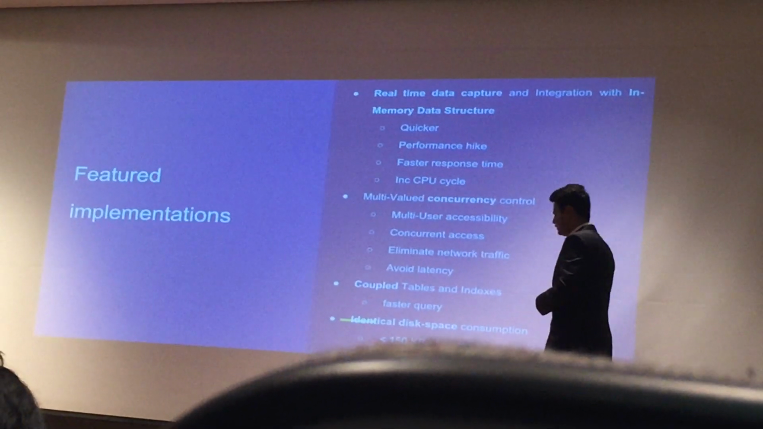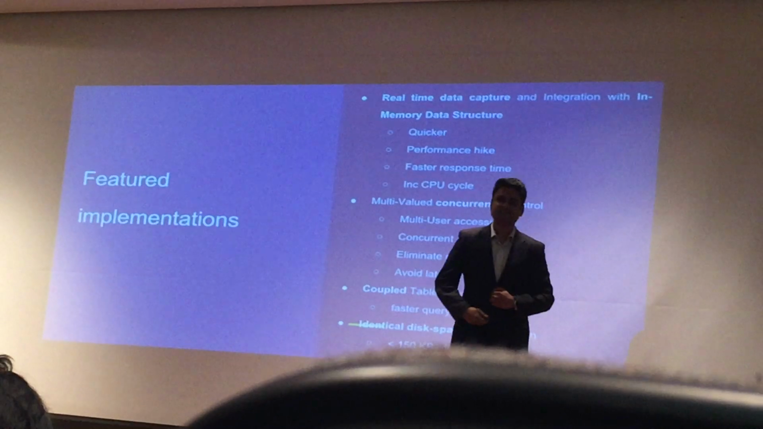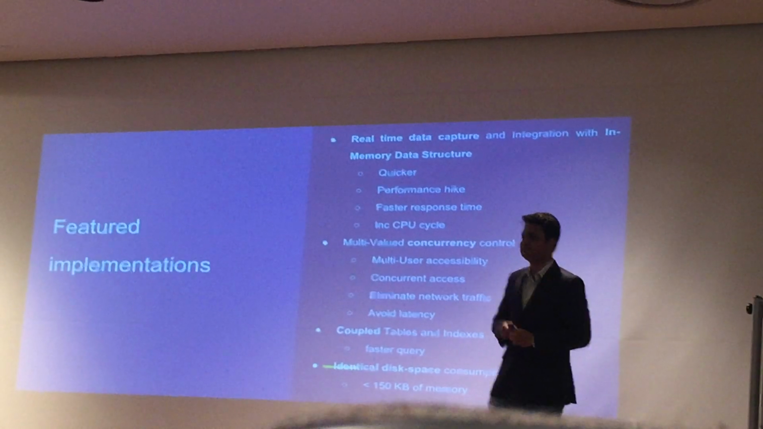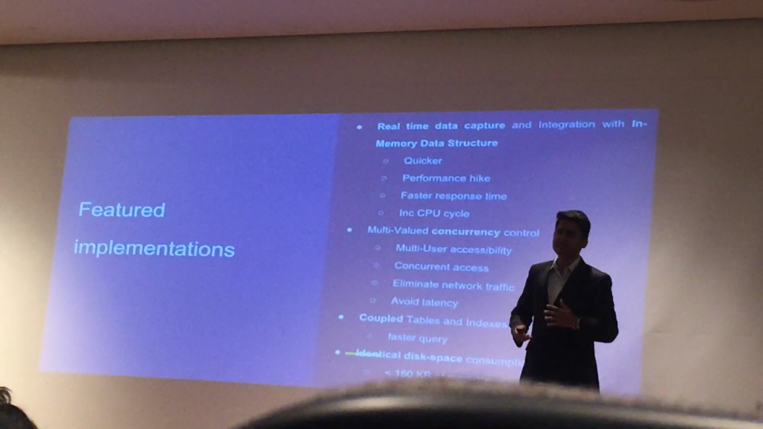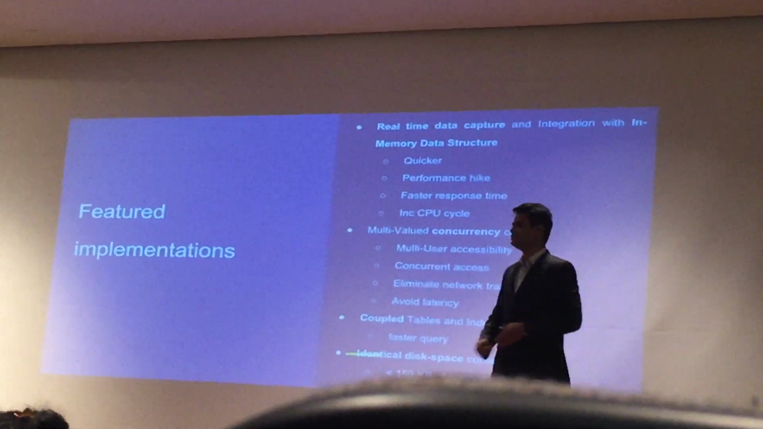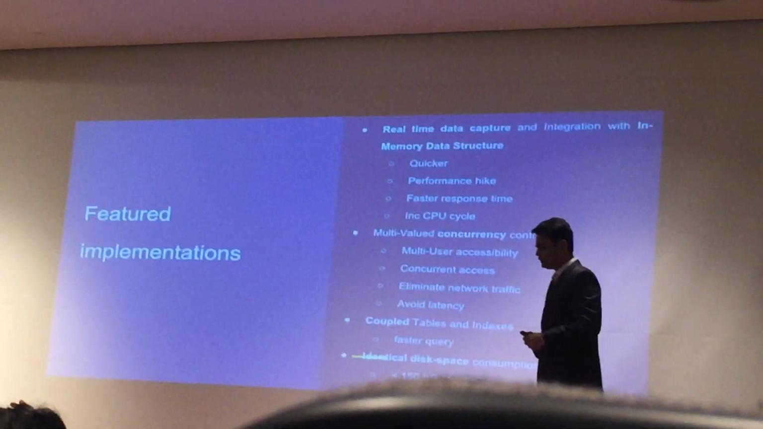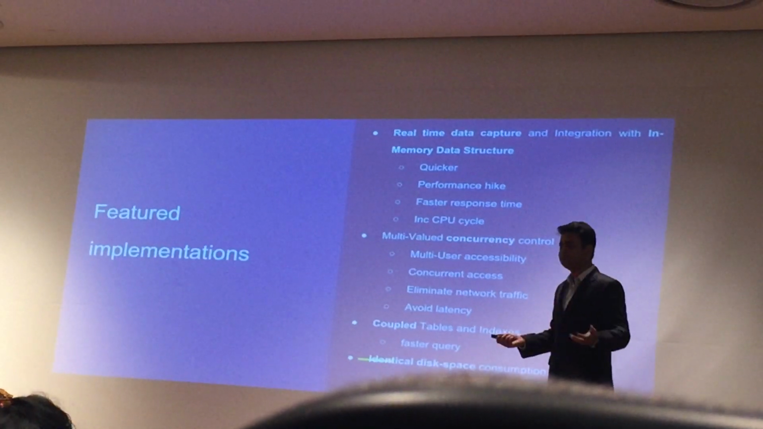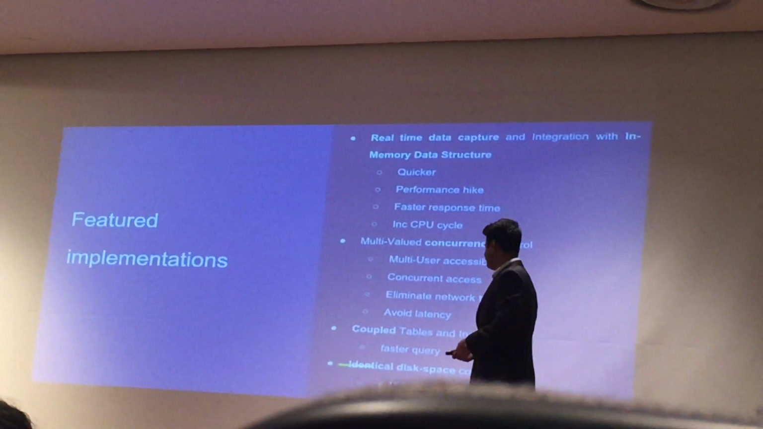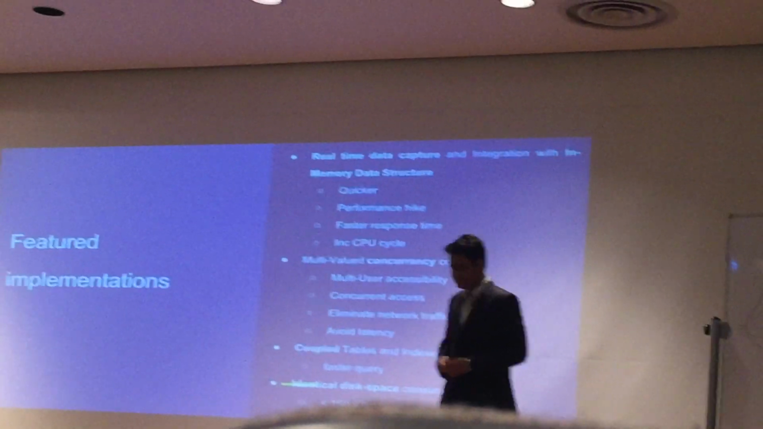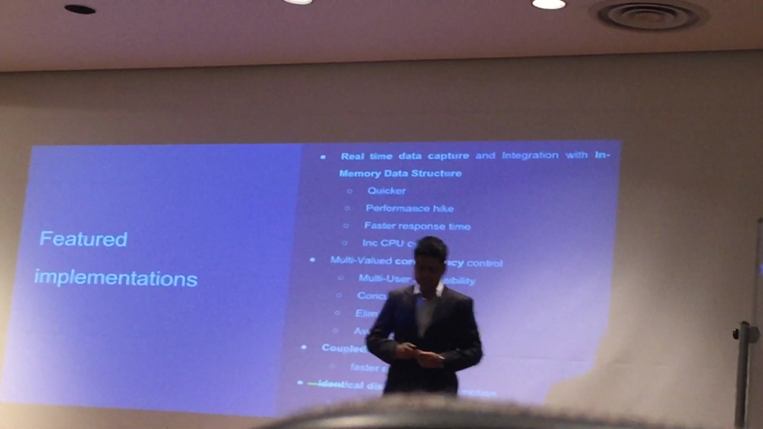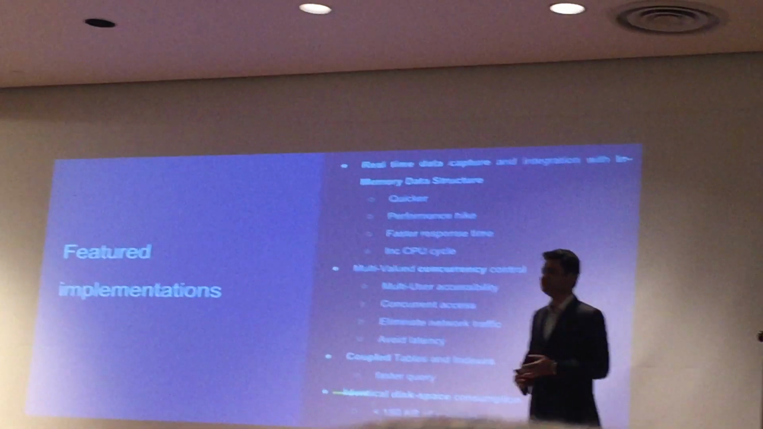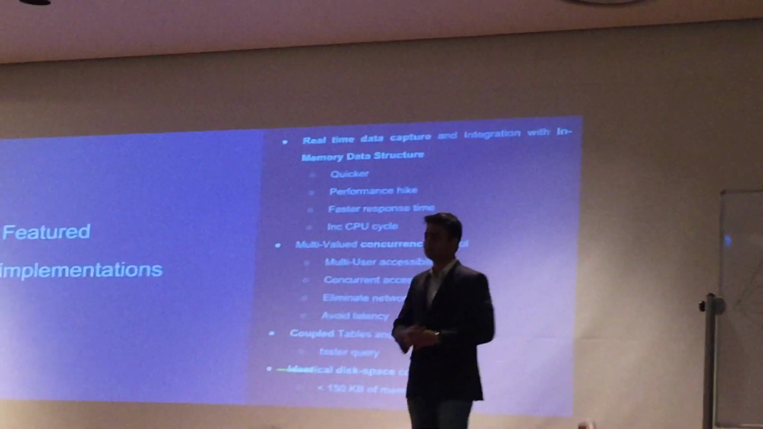Then multi-value concurrency control. When you have a lot of people trying to access the same data at the same time, replications of data get created, and ultimately there shouldn't be a possibility where the data gets corrupted. There shouldn't be ambiguity created in any instance. So this makes sure that there is no replication, and it provides a platform where multiple people can use it. And there is elimination of network traffic: because of this standalone in-memory database system, even though there are a lot of people using it, the system channelizes the traffic efficiently, and there is no heavy traffic anywhere.